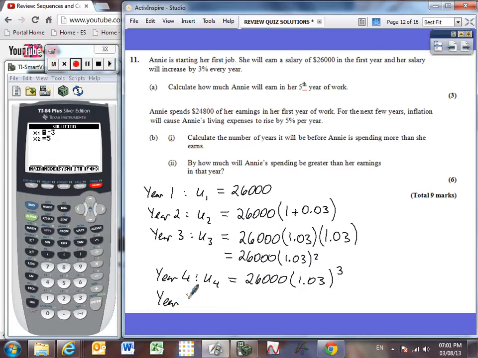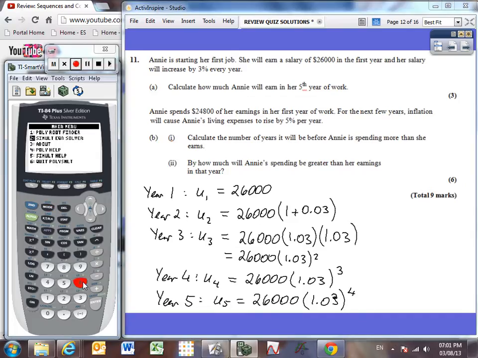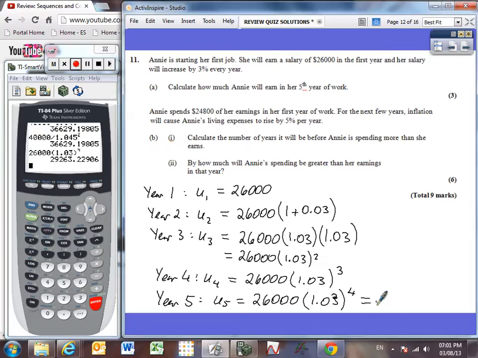And lastly, year 5, the one we're interested in, which is like our term 5. The fifth term is 26,000, and then it's increasing by this growth rate of 1.03 over the ensuing 4 years. This is the one we've got to work out. So let's go 26,000 multiplying 1.03 to the power of 4. And that gives us an answer of 29,263.